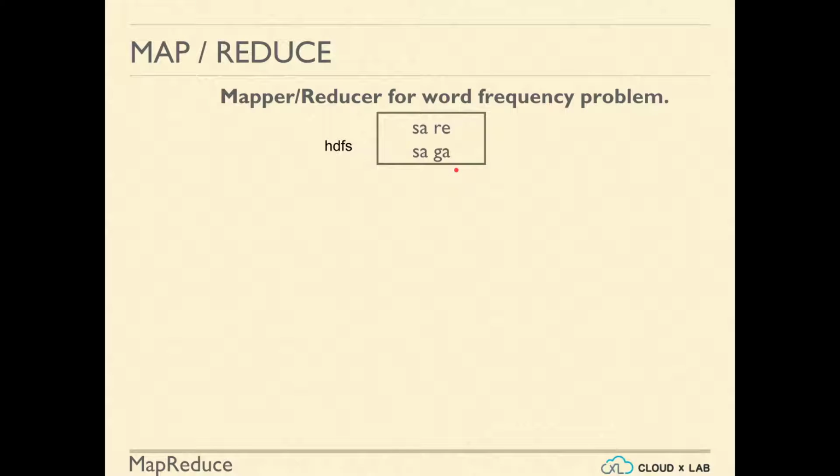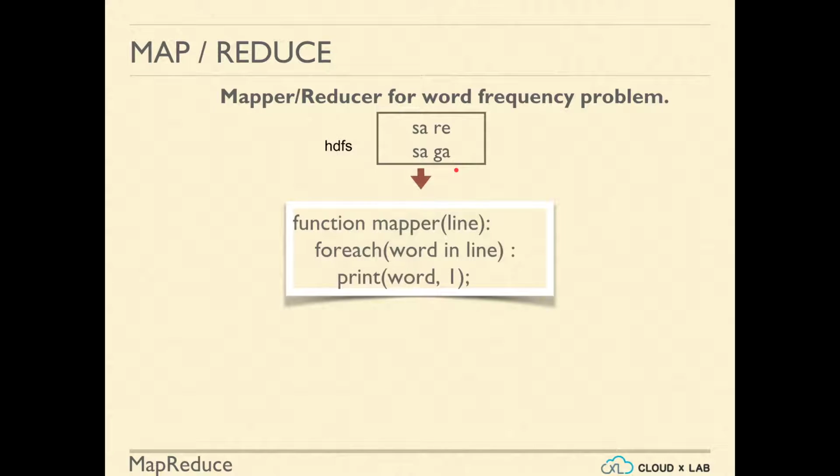Here we have written a very simple function for mapper which basically gives out each word as a key and numeric 1 as the value. Thus, converting the input line sa re into sa 1 and re 1 and input line sa ga into sa 1 and ga 1. Your mapper function has been executed twice.